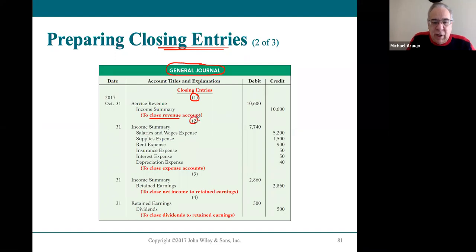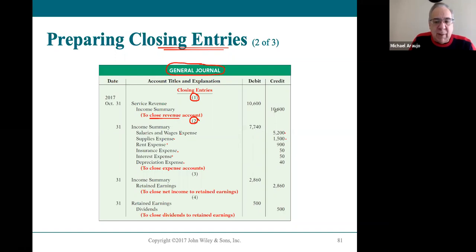The second thing we do is we have to close each and every expense account. Now, again, there are many different expense accounts. Each individual expense account needs to be closed, which means it needs to have a zero balance in every single account. As you know, all the expenses have debit side balances as a normal balance. So we have to make equal credits into those accounts to bring them to zero. And we move all of that into income summary.